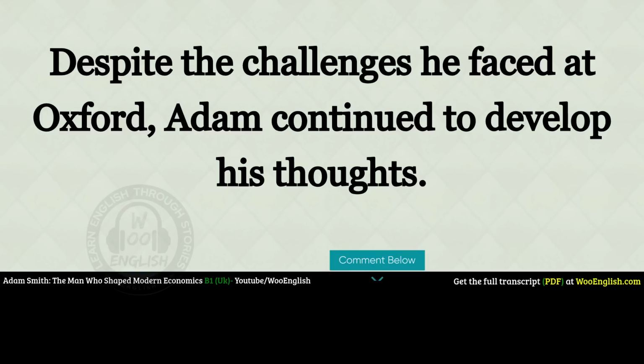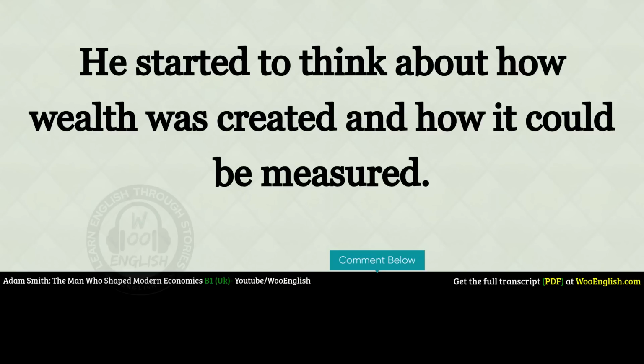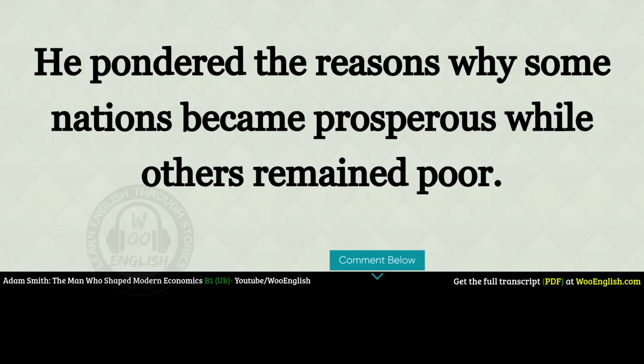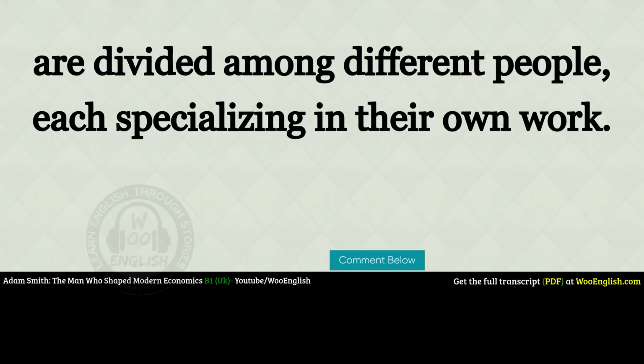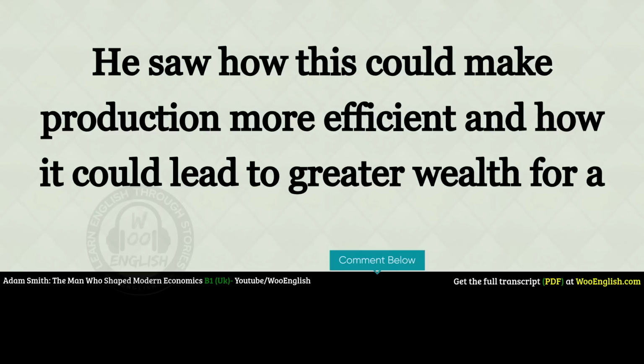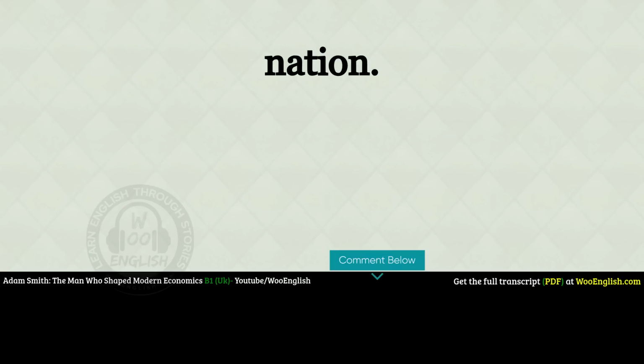Despite the challenges he faced at Oxford, Adam continued to develop his thoughts. He started to think about how wealth was created and how it could be measured. He pondered the reasons why some nations became prosperous while others remained poor. He was particularly interested in the idea of the division of labor, the way that tasks in society are divided among different people, each specializing in their own work. He saw how this could make production more efficient and how it could lead to greater wealth for a nation.